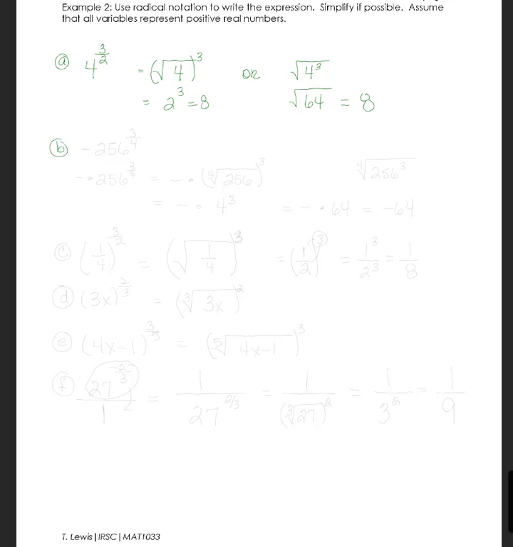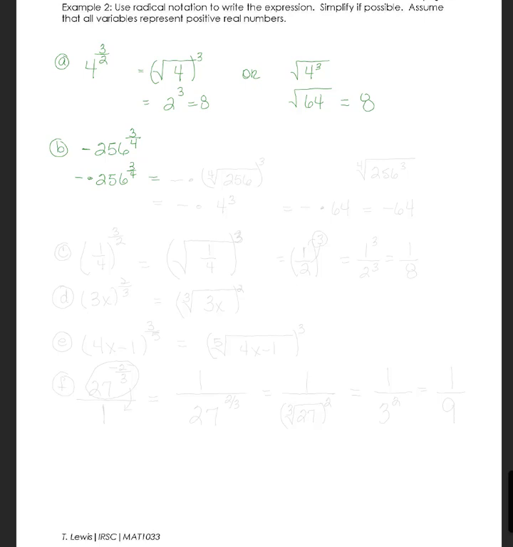B. We have here negative 256 to the 3/4 power. Now this is similar to what we had on the board. What is being raised to the 3/4 power? The negative, the 256, or both? The 256. So you're saying negative times 256 raised to the 3/4. We're going to make the 3/4 into a radical.